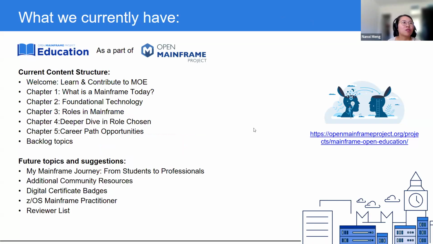This is a little bit of the structure of what we have in the MOE Gitbook. Right now we have 5 chapters sketched out. We have our welcome chapter. We have chapter 1, basically introducing what a mainframe is, and one piece I'm working on adding, probably prior to chapter 1, is a short introduction to what enterprise computing is before diving into mainframe. And then we are currently working heavily on the fundamental technology of the mainframe.